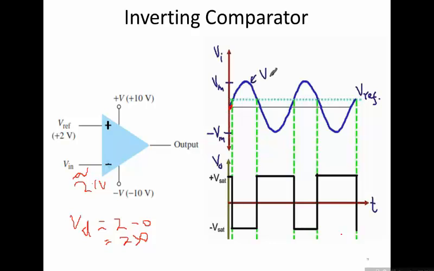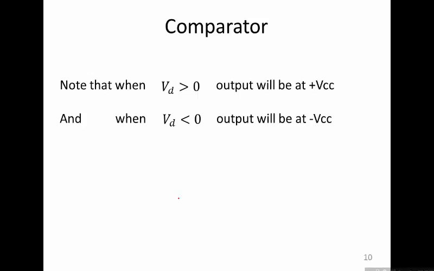So this is how the comparator works, that it compares the input signal levels, and based on the comparison it provides an output which would be either at high state or at low state, depending upon the difference of these two voltage levels. So as you see, when Vd is greater than 0, the output would be plus Vcc, and when Vd is less than 0, the output would go to minus Vcc.